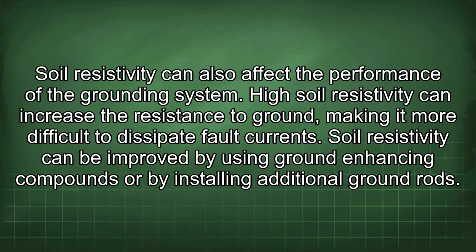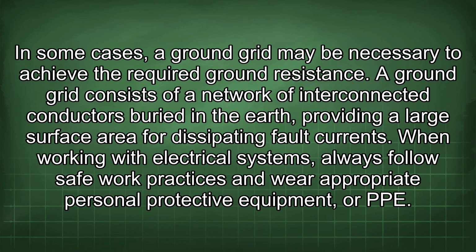Soil resistivity can also affect the performance of the grounding system. High soil resistivity can increase the resistance to ground, making it more difficult to dissipate fault currents. Soil resistivity can be improved by using ground-enhancing compounds or by installing additional ground rods. In some cases, a ground grid may be necessary to achieve the required ground resistance. A ground grid consists of a network of interconnected conductors buried in the earth, providing a large surface area for dissipating fault currents.